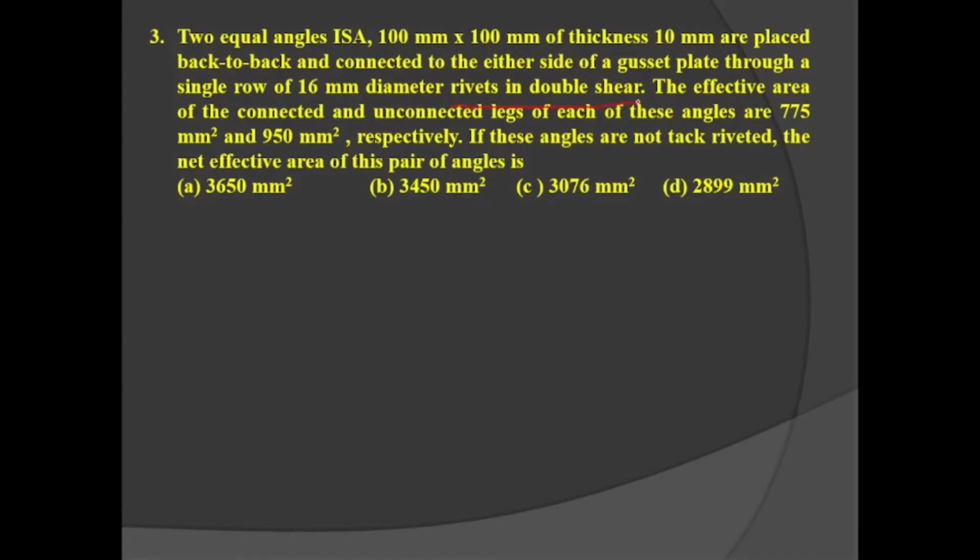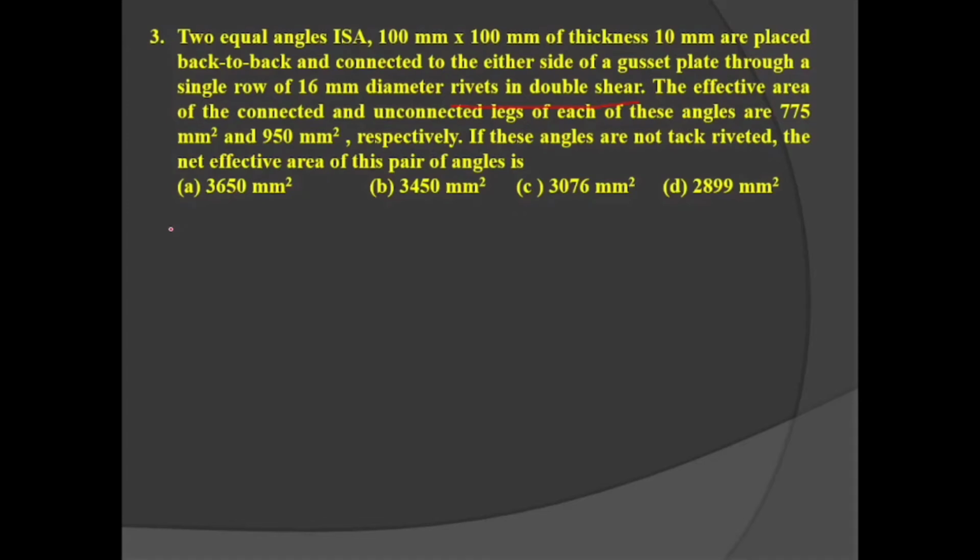If angles are not tack riveted, please be careful. In the complete question, no tack word is used. So they will behave as a single angle. Area of connected leg we have to calculate, and that is given as 775 mm square, and area of unconnected leg as 950 mm square.